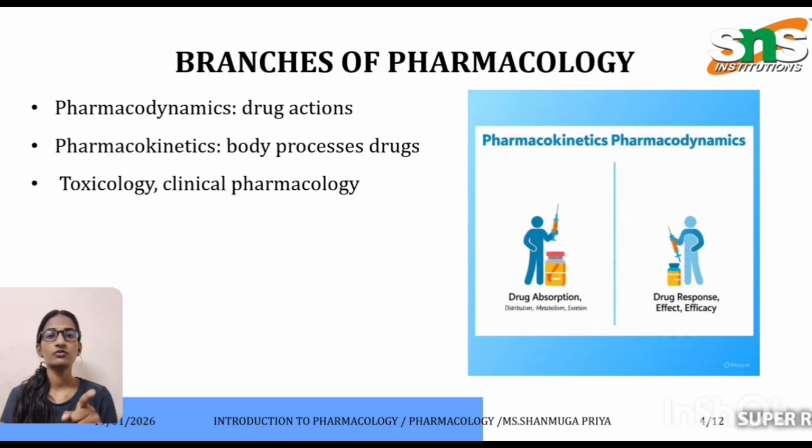One is pharmacodynamics, another one is pharmacokinetics. Pharmacodynamics means what the drug does to our body, and pharmacokinetics means what the body does to the drug. Okay, and then we have also seen about what is toxicology, which means the study of toxic effects of a drug which is caused due to the interactions or due to overdosage, and also with the clinical pharmacology.